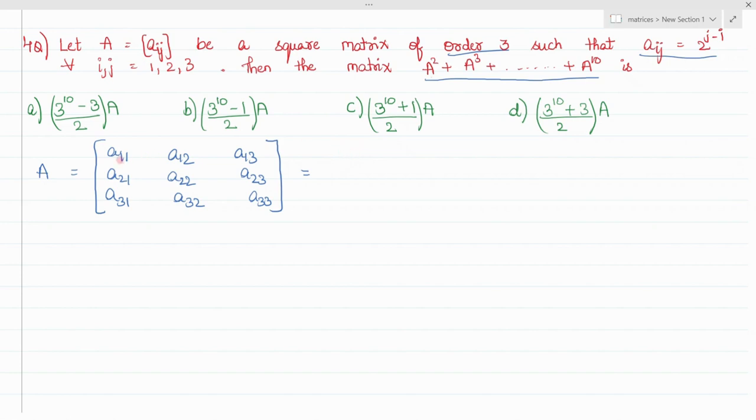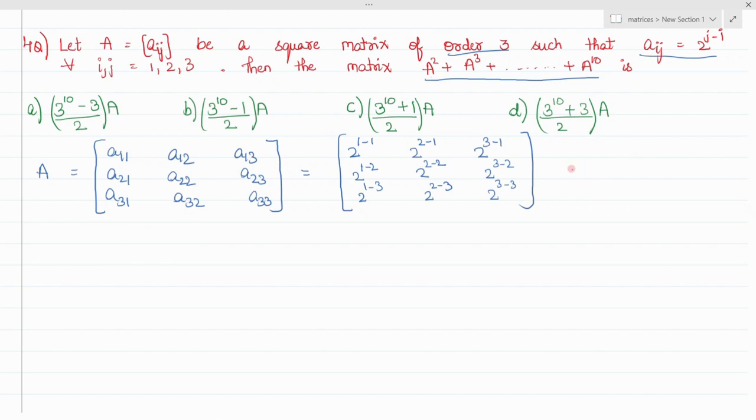So now here a11, both i and j are 1. So if we put, we'll get 2 power 1 minus 1, and next 2 power 2 minus 1 as j is 2, 2 power 3 minus 1. Here 2 power 1 minus 2 as i is 2 over here, 2 power 2 minus 2, 2 power 3 minus 2. Here 2 power 1 minus 3, 2 power 2 minus 3, 2 power 3 minus 3.